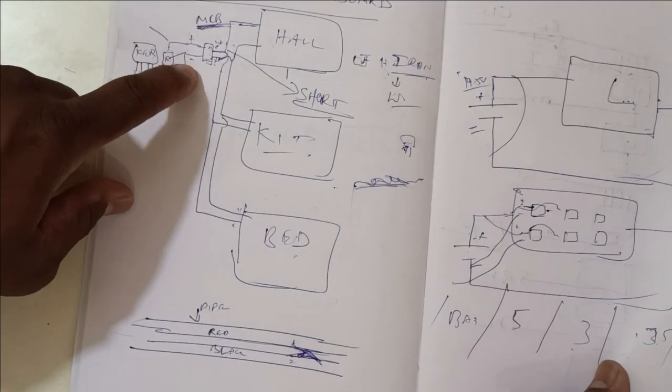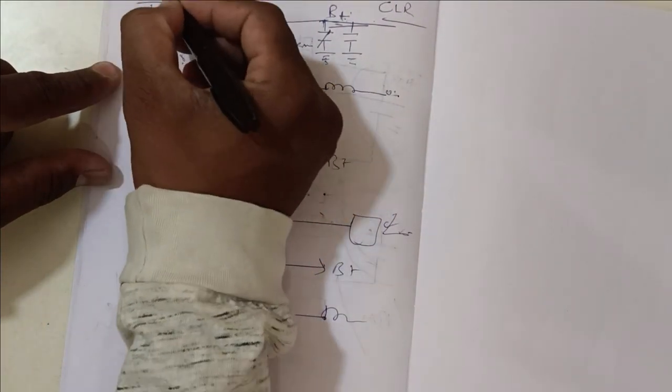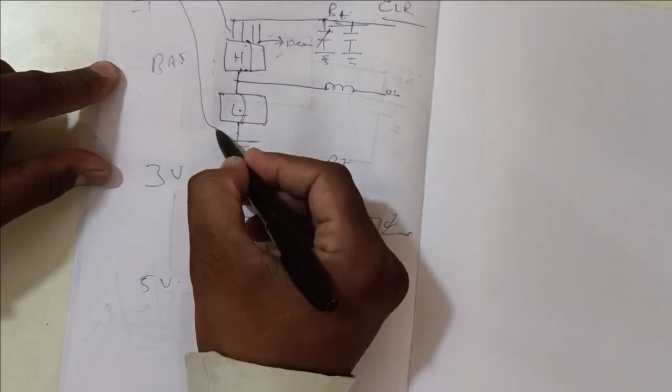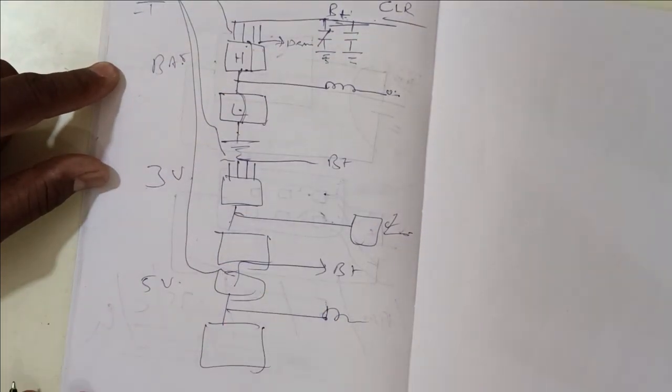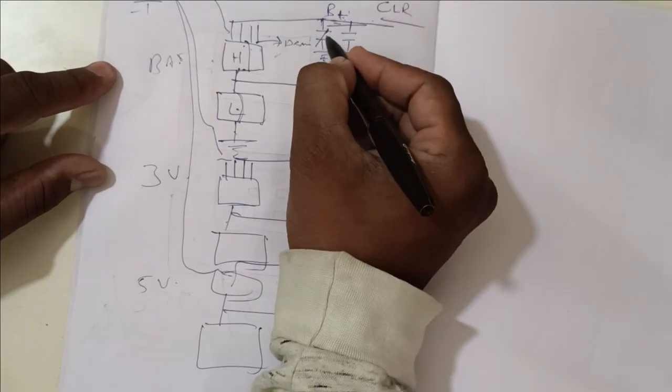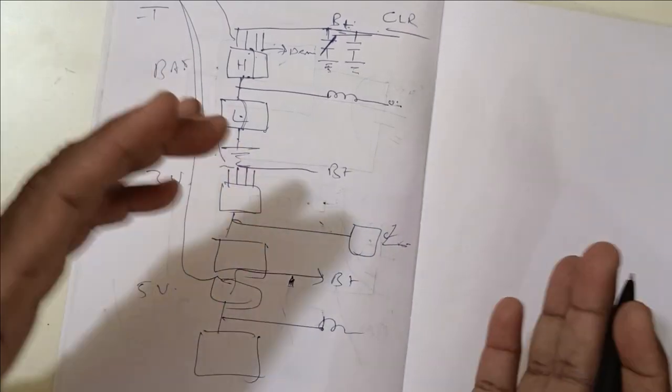See, we have only 2 connections, positive and negative, right? This one is connected here, this one is connected here, and this one is also connected here. Because of one capacitor, the whole circuit will show short.